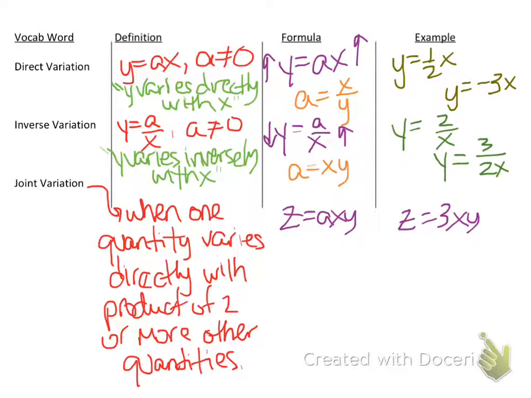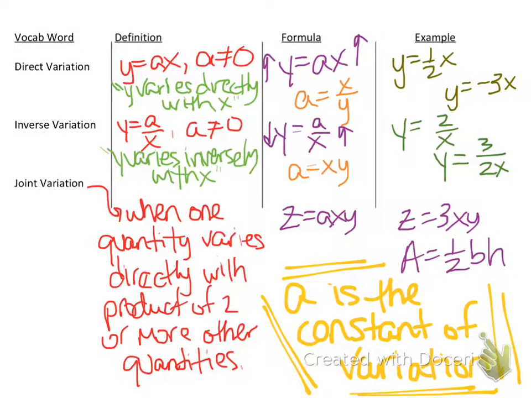So an example, z equals 3xy, or maybe a more useful example would be area equals 1/2 base times the height. In other words, the area changes when the height or the base changes. In all three of these cases, a is the constant of variation. In other words, that's the one value in the relationships that doesn't change.